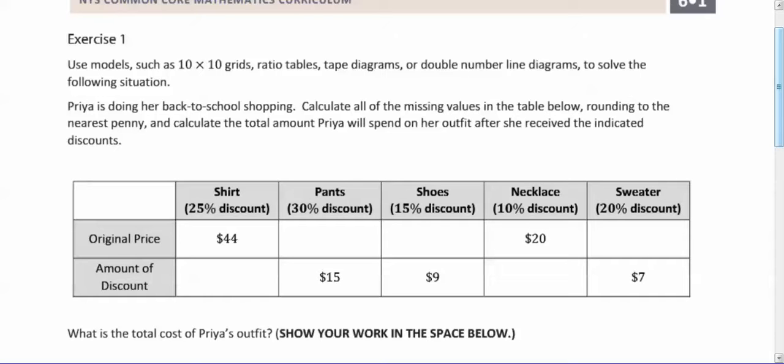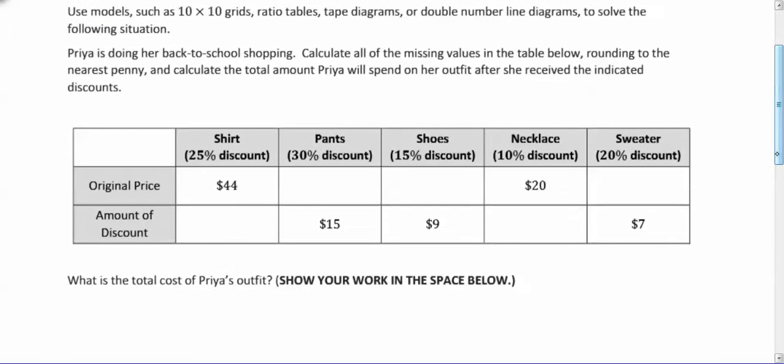Either way, doesn't matter. And another thing is, we're not going to comment on the amounts of money this person's spending. Like, that's not really the point of this lesson. We're just trying to figure out how much this outfit's going to cost Priya. Right? So, I'm not sure if I'm pronouncing her name right, but we need to calculate all the missing values in this table. And if we're in a situation where we need to round to the nearest penny, okay? Not the nearest dollar or nickel or 10 cents, to the nearest penny, okay? So the hundredth spot is what we're rounding to.